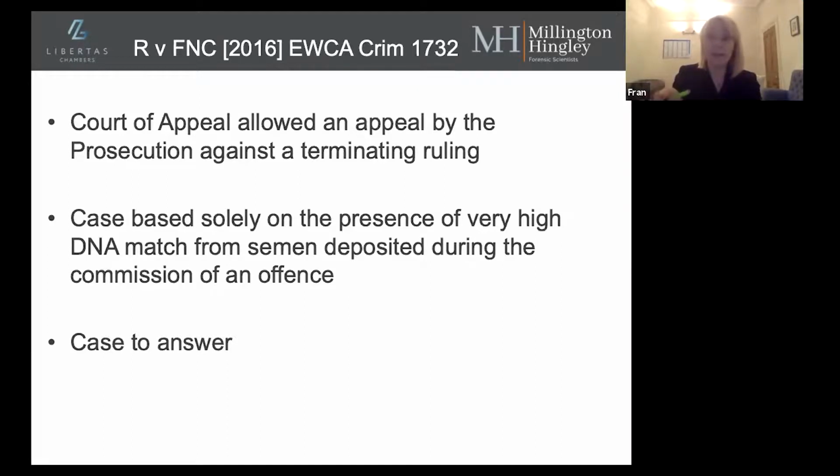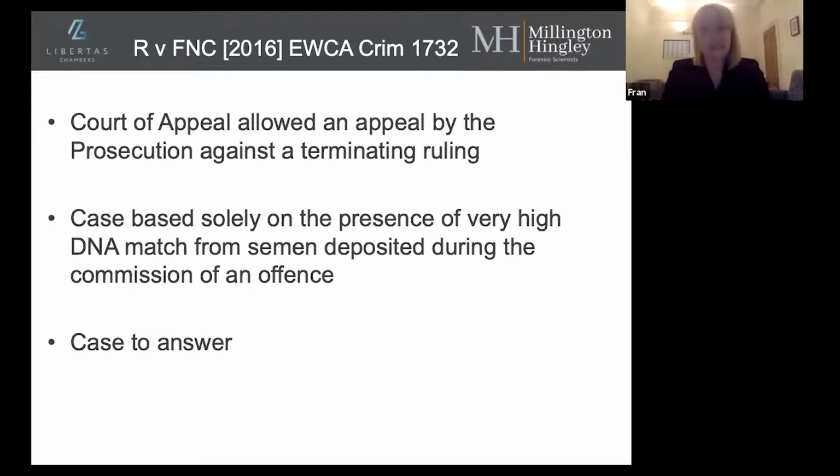The court decided that where there was a very high DNA match, as there was in this case, from semen, and the important bit is that it was deposited clearly during the commission of the offence itself, then even without any supporting evidence, no Viper or anything like that, that really did call for a case to answer. So the important point of F&C is that the DNA was clearly deposited during the course of the offence. And so that case did call for a case to answer.